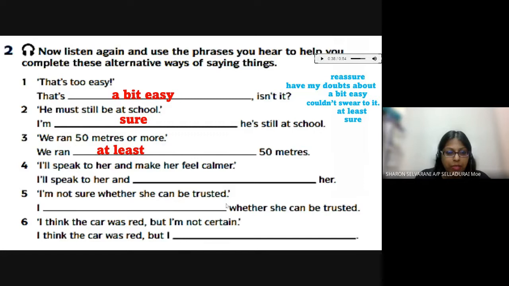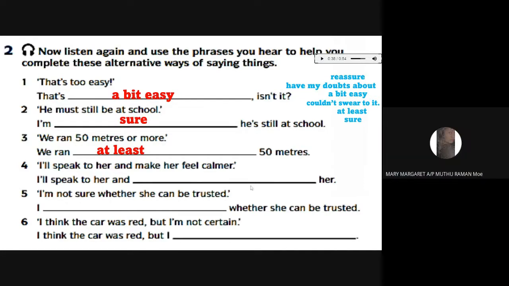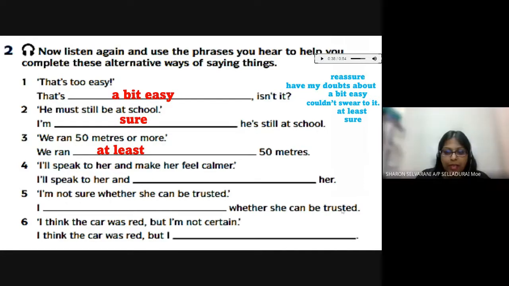Okay, so what can you say? I'll speak to her and? Reassure. All right, let's check our answer. Yes, okay. And reassure her. Okay, let's look at number 5. I am not sure whether she can be trusted. Okay, I dash whether she can be trusted. Okay, let's look at our example.